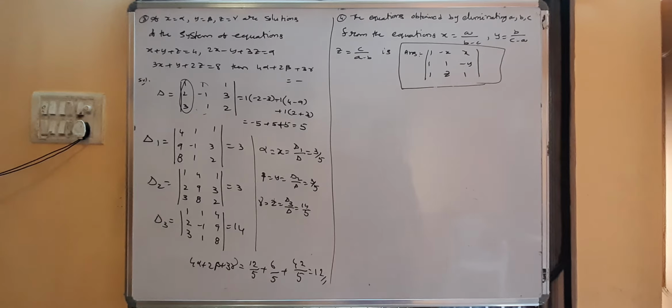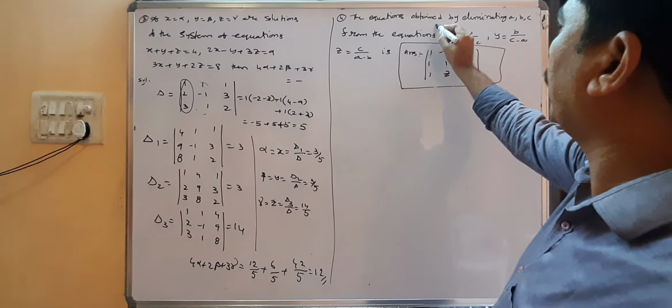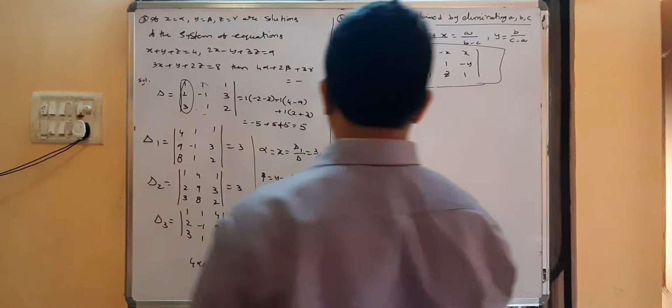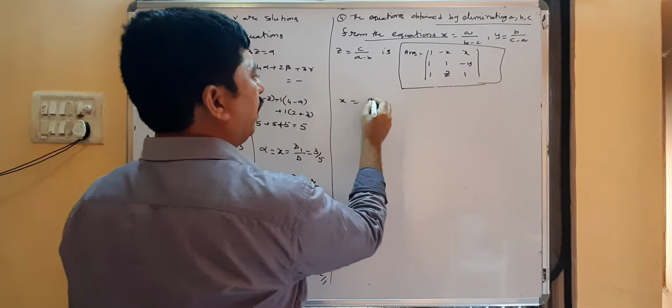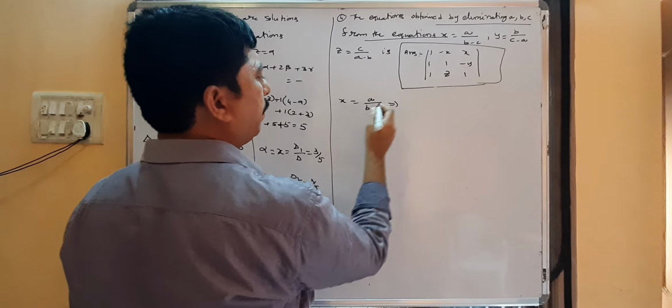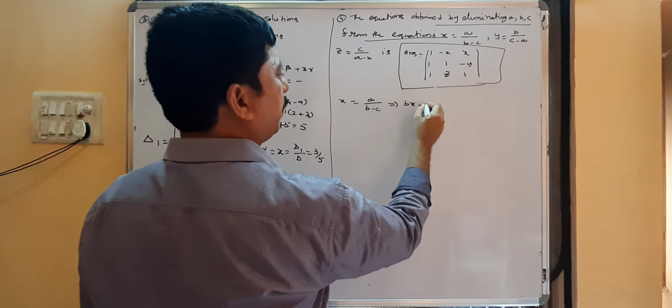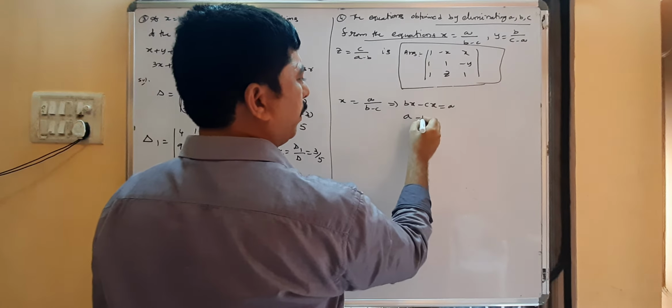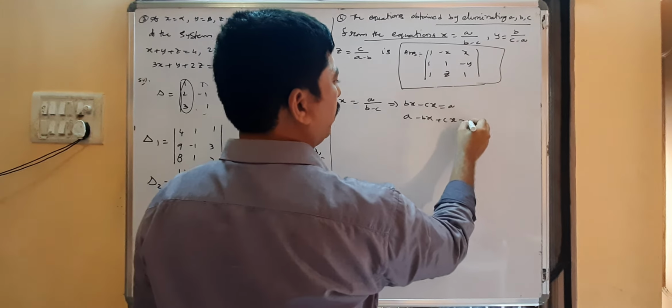Next question. Find the equation obtained by eliminating a, b, c from the given equations. x is given as a by b minus c. Cross multiplication: bx minus cx equal to a. Taking everything to one side, a minus bx plus cx equal to 0. This is the first one.